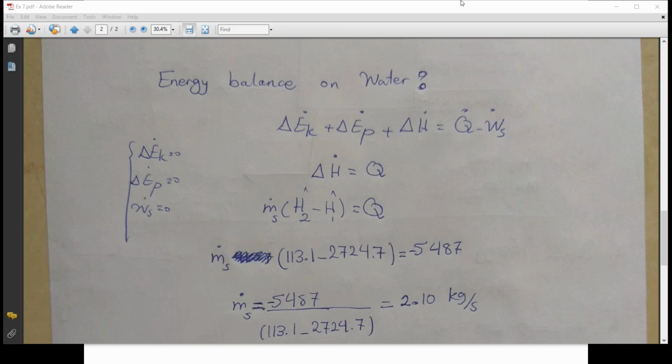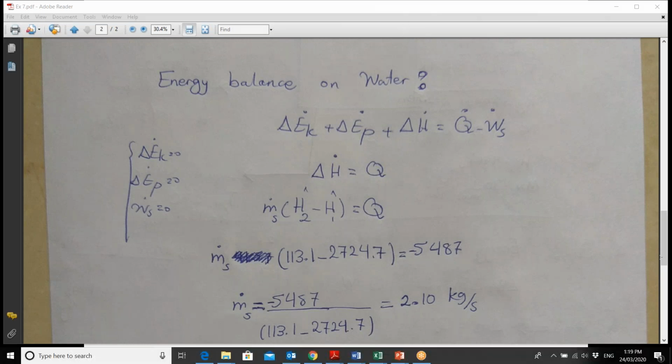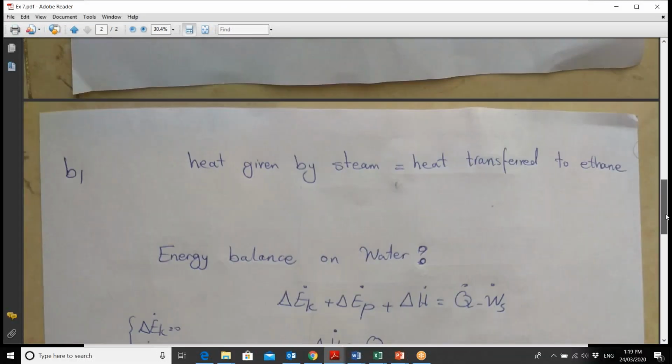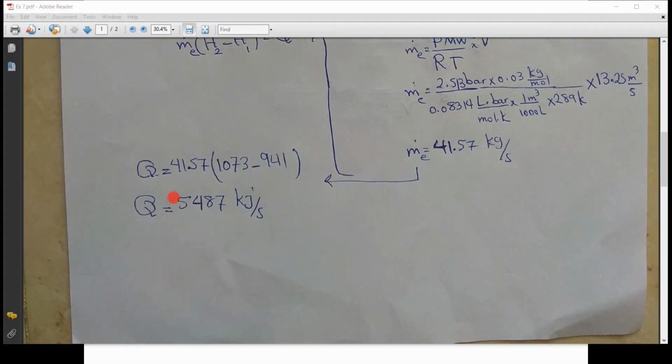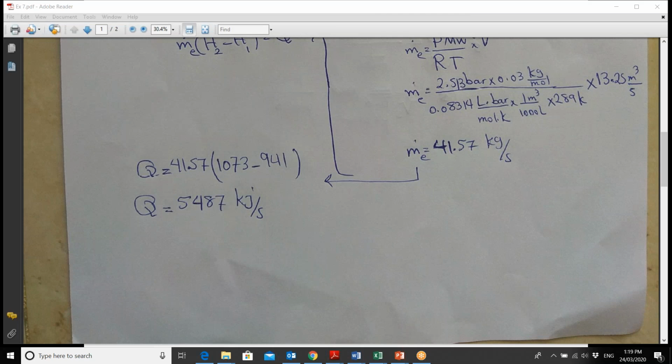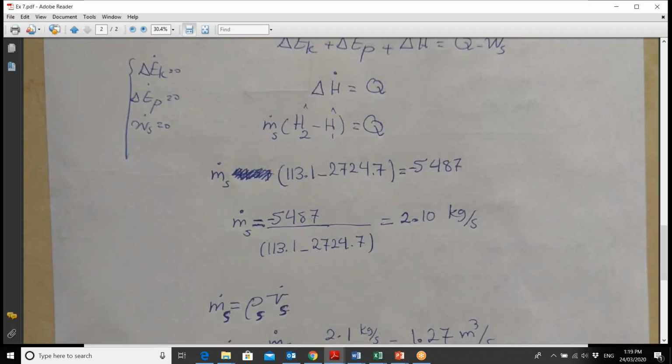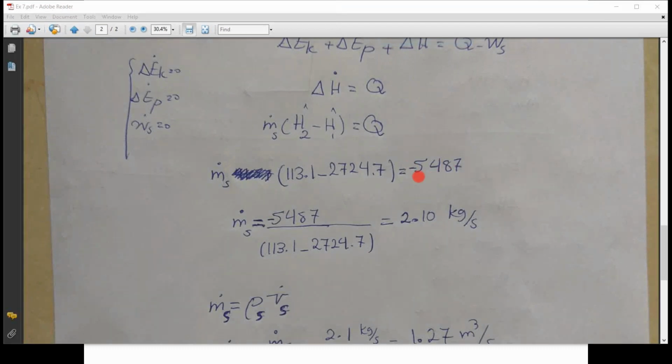So it means that this amount of energy ethane received to do the temperature change, the same amount of energy was lost by the steam in the process. Because it is lost by the steam, we consider it negative, right? That is why I put a negative value. Steam lost this heat and ethane received it.